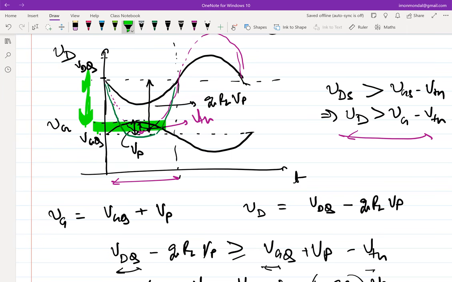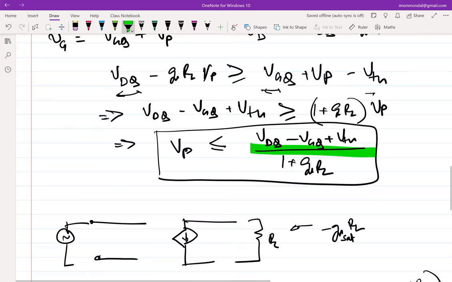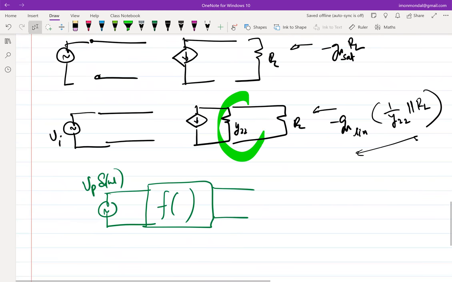What if we stay entirely in the linear region? Then you have to deal with Y22, which means you won't get enough gain. But we will get the same gain. Okay, you will get the same gain if Y22 is independent of the signal swing. As it turns out, it's not, because if you look at the expression of Y22, it has a dependence on VDS also. So it's not independent of signal swing, and it's not as if you'll get away from distortion.